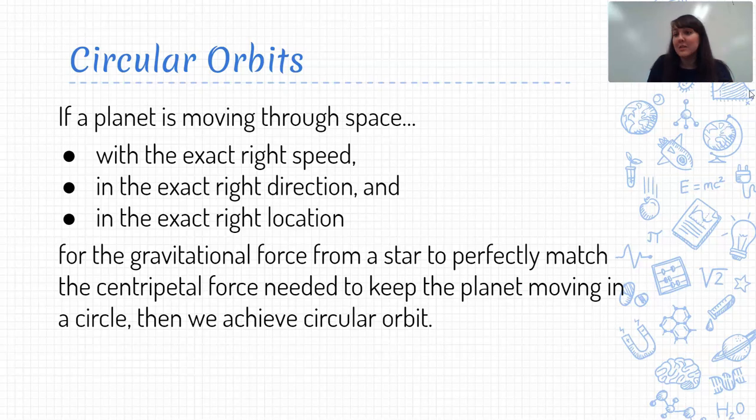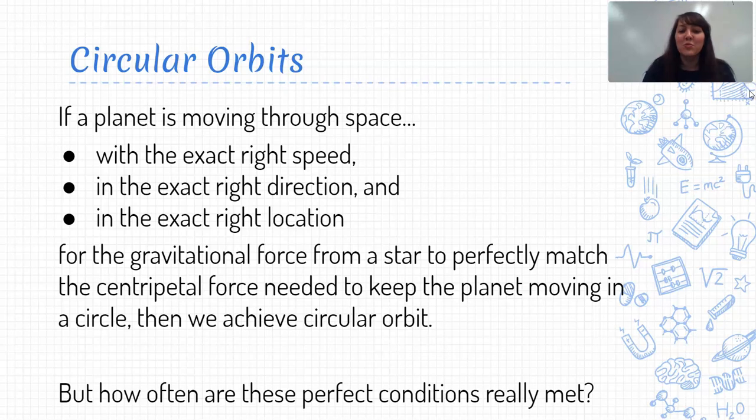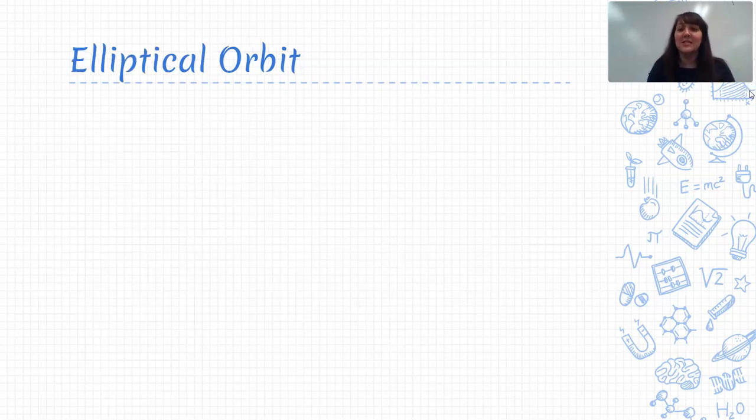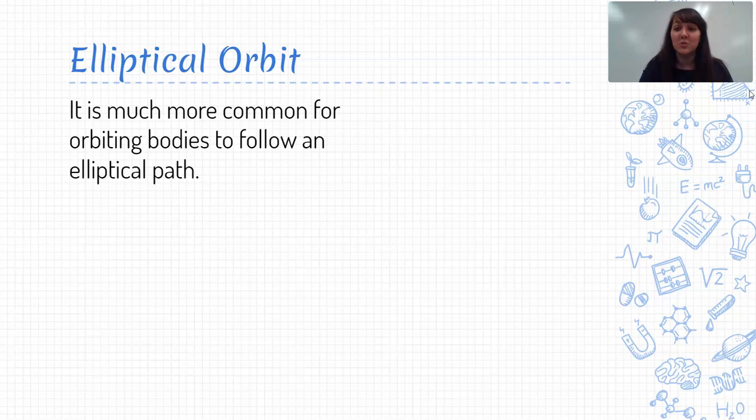And so when that happens, that is glorious and beautiful and easy to analyze. But that requires some really specific, perfect conditions. And most of the time, we don't quite make it there to get a perfectly circular orbit. What happens more commonly, which you saw in the simulation, is that if things are just a little bit tweaked, we're not quite at the right radius, we're not quite moving in the correct direction or at the correct speed, what we'll end up with is an elliptical orbit. So this is much more common for orbiting bodies than circular orbits. Usually we have an elliptical orbit.